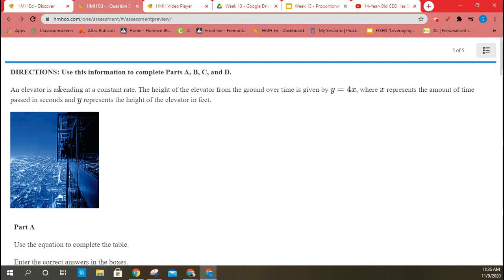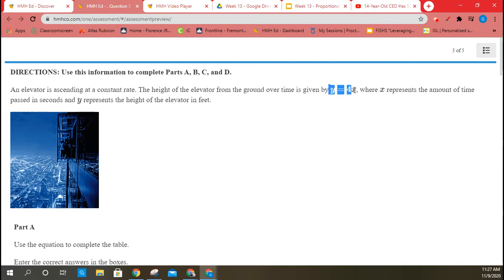An elevator is ascending at a constant rate, also known as slope. The height of the elevator from the ground over time is given by y equals 4x, where x represents the amount of time passed and y represents the height of the elevator.